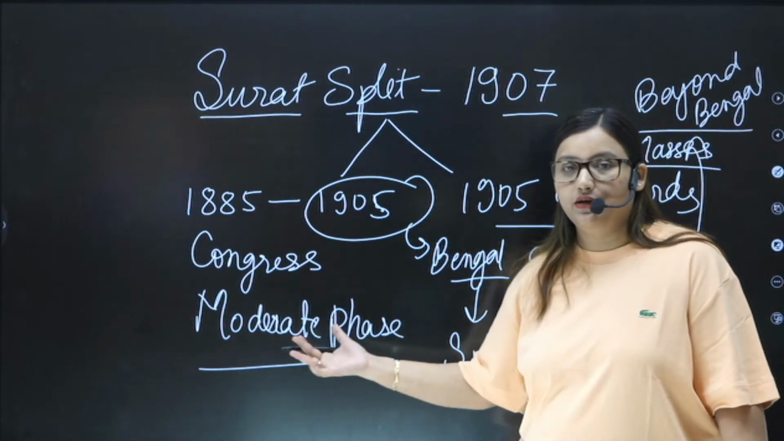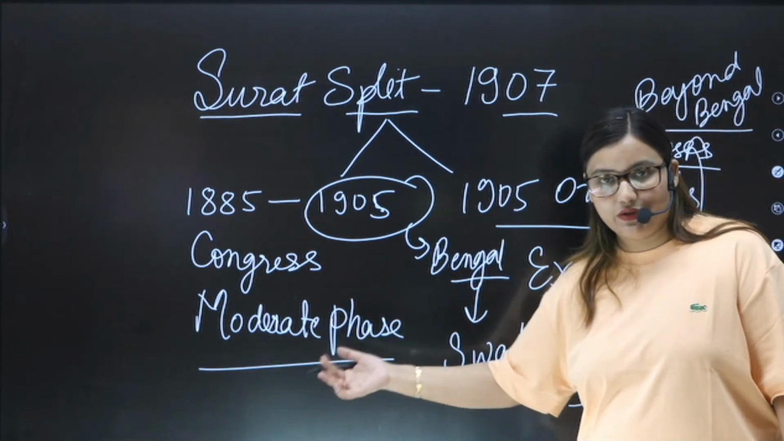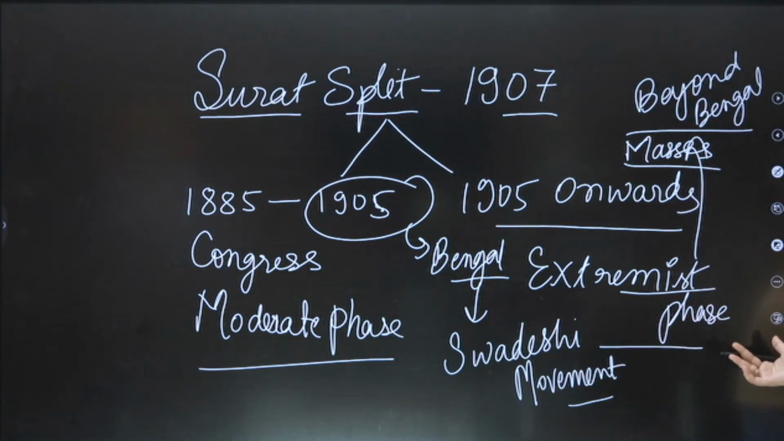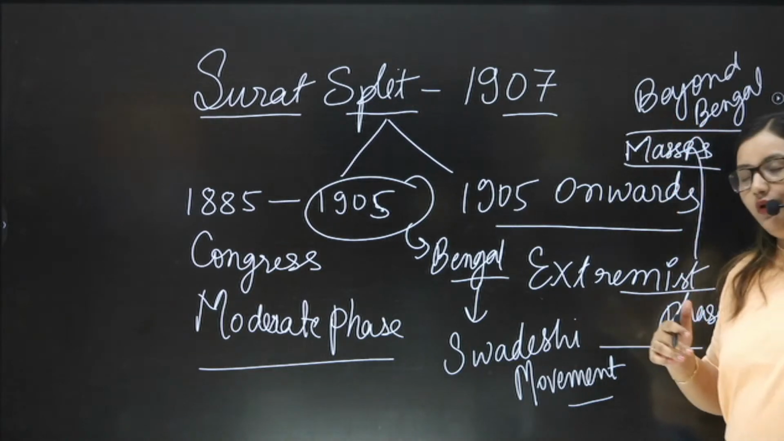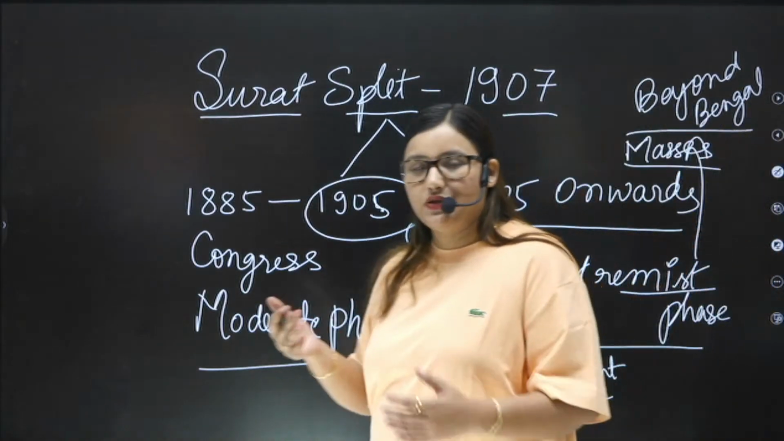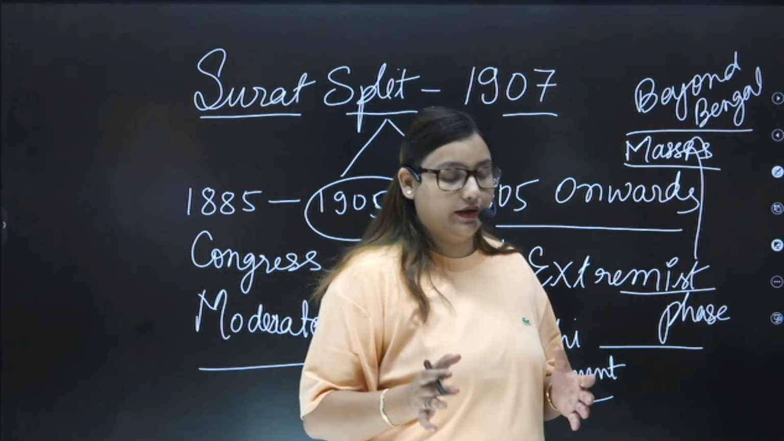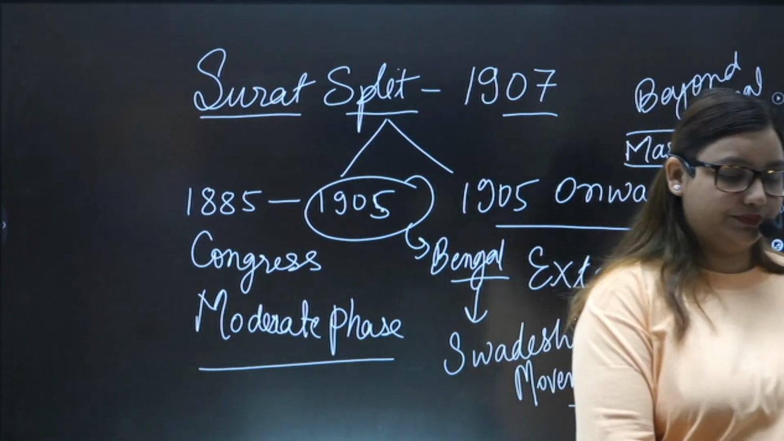Moderates, they didn't want to go outside the Bengal, they didn't want masses to come, and extremist leaders like Lal Bal Pal, they wanted masses to be included, and they wanted to go at an all India level, and that's why the split happened. So this is Surat split. Clear? I hope your doubt is clear.